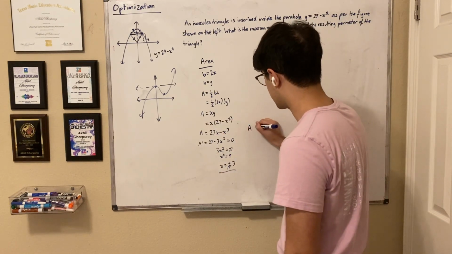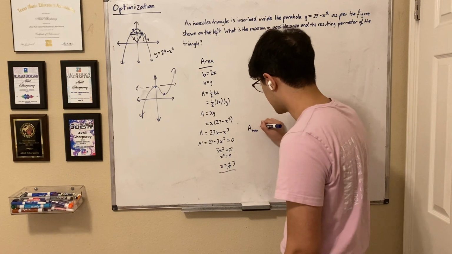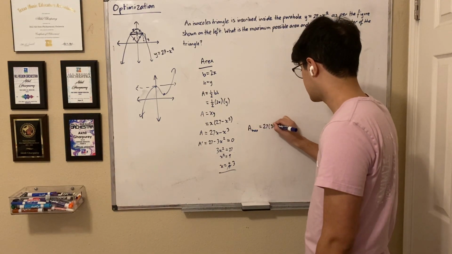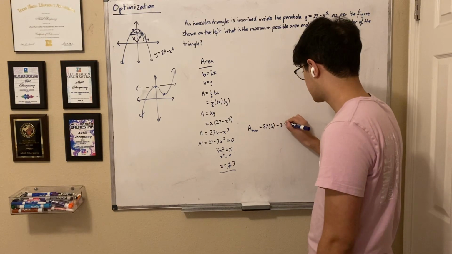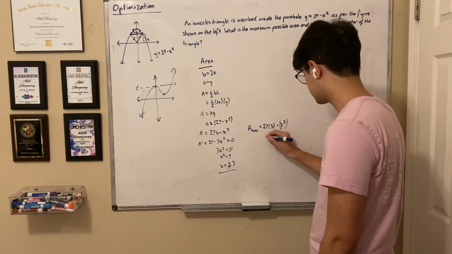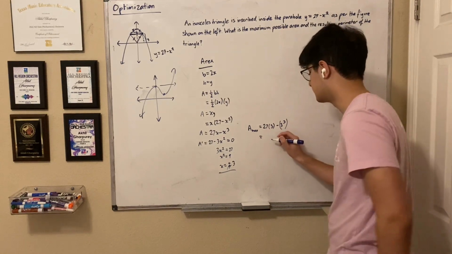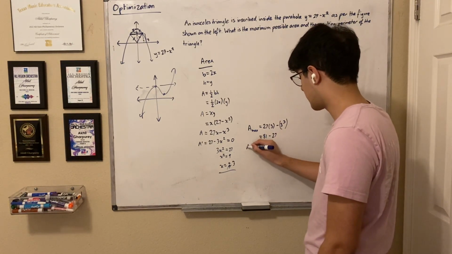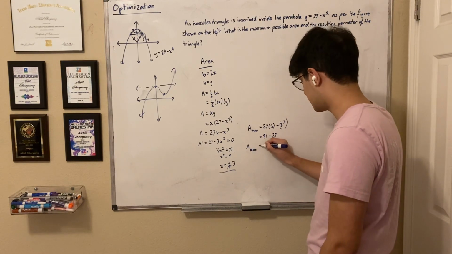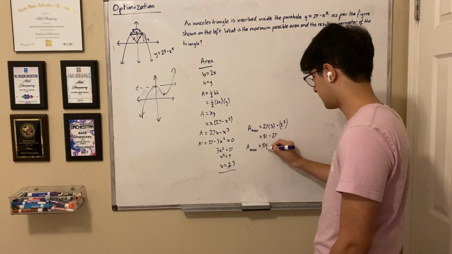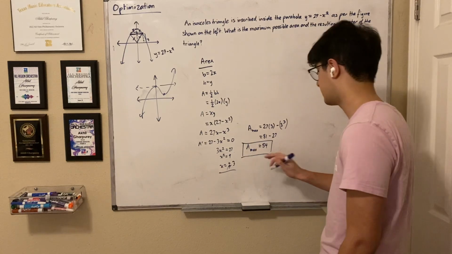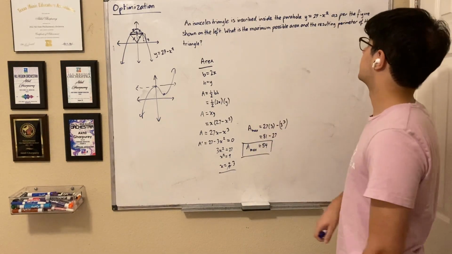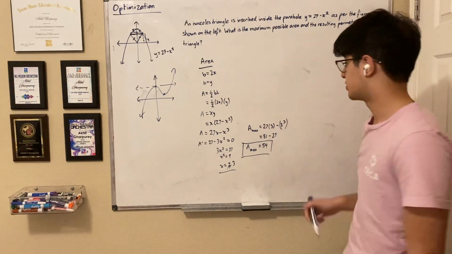So we get that area, which we'll call area max, is equal to 27 times 3 minus 3 cubed. And this works out to be 81 minus 27. And so area maximum is going to be 54. And that is the maximum area of this triangle. So now that's part 1 complete. Let's go ahead and move on to part 2.